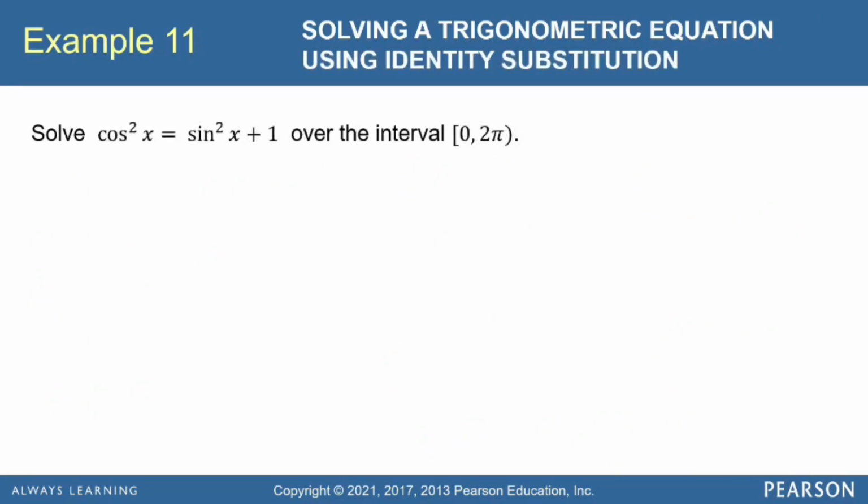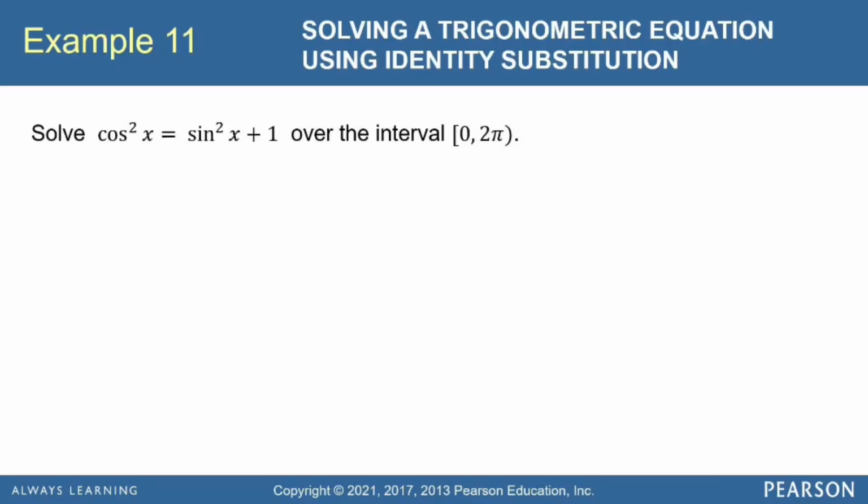Now here is example 11, and this one says solve cosine squared x equals sine squared x plus 1 over the interval from 0 to 2 pi. So again, we have this problem where we have a cosine term and a sine term, and there's no way to isolate these functions by factoring because they belong to different terms that have nothing in common. So instead, what we should do is try to think of an identity that we could use to make a substitution that would eliminate one of these trig functions.